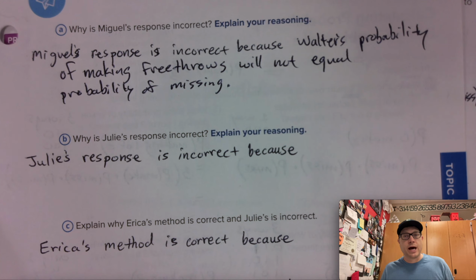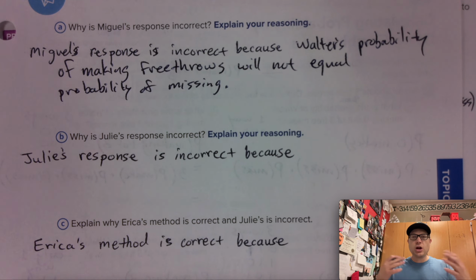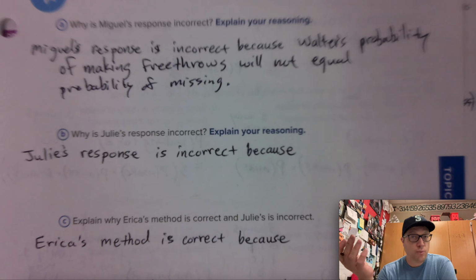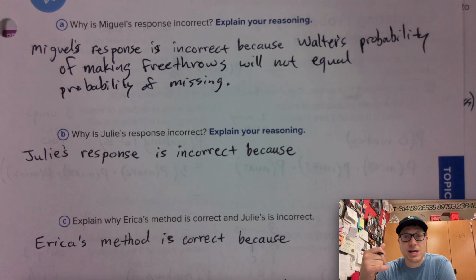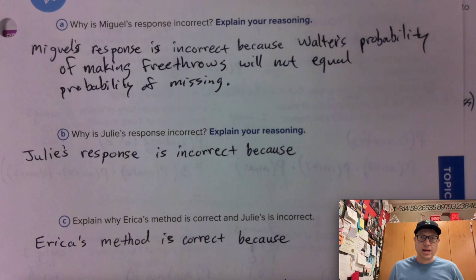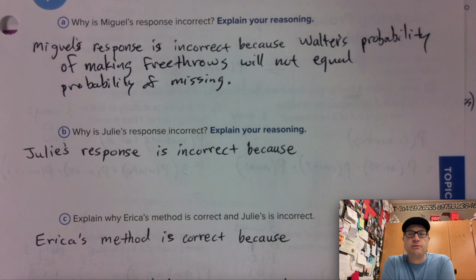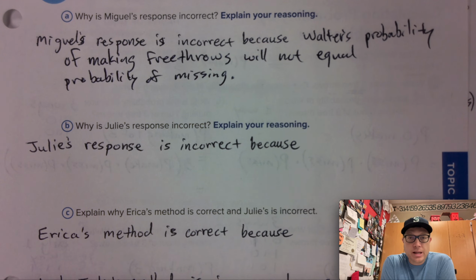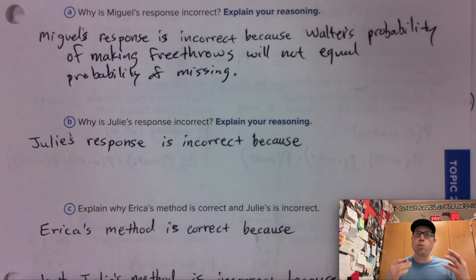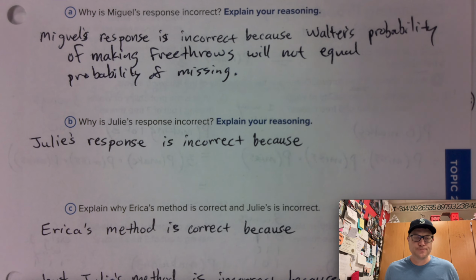Miguel doesn't consider that. Actually, Miguel would be right if the probability of missing and making was the same for Walter, but it's not. So Miguel's response is incorrect because Walter's probability of making free throws will not equal the probability of missing free throws. If they were equal, then he did it right.